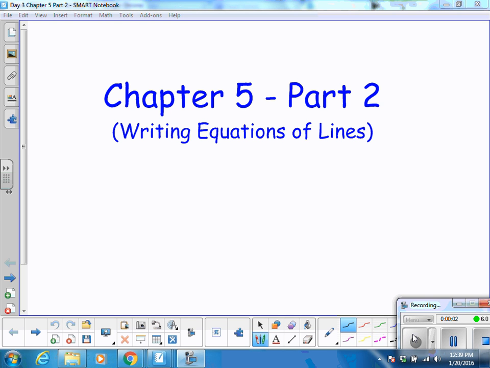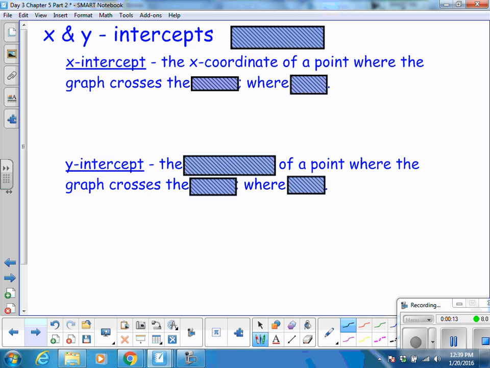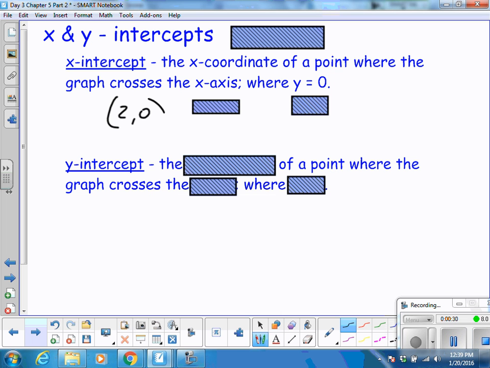All right, let's continue with Chapter 5, Part 2, Writing Equations of Lines. X and Y, the intercepts. The x-intercept is the x-coordinate of the point where the graph crosses the x-axis, where y equals 0. You would see that as like (2, 0). That might be where it shows up.